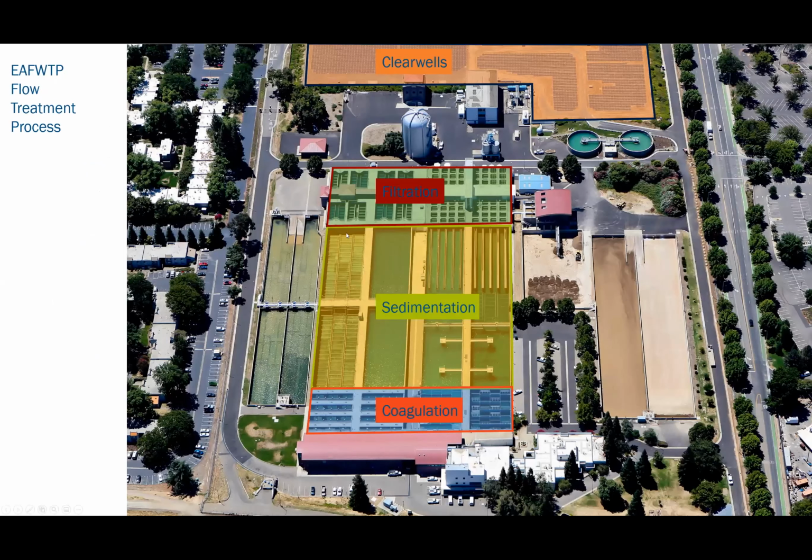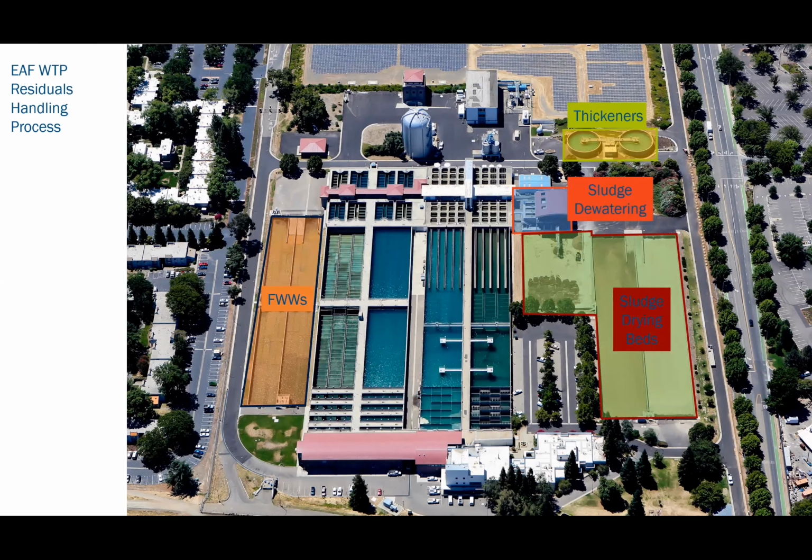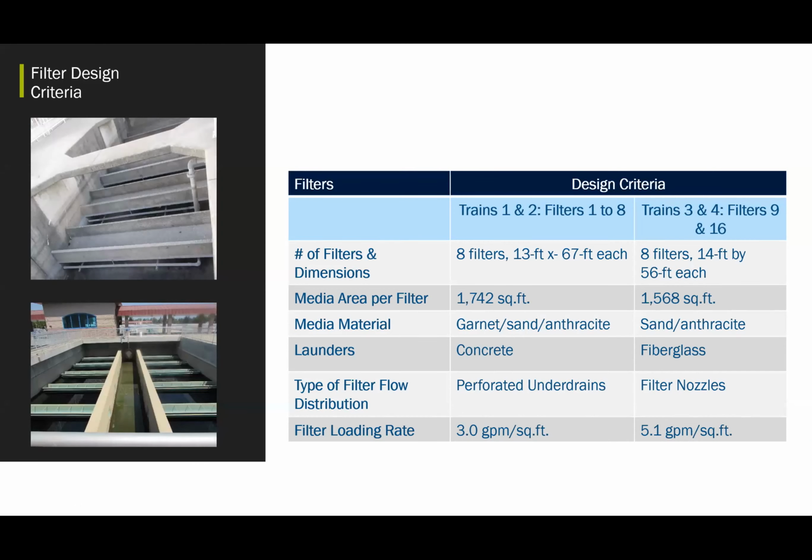So the 2 trains are right here. So there's the 64 plant here with the filters from the 64 plant, and the 2006 plant there. And then just general layout of their solids handling as well. So the design criteria for the system, they've got 8 filters for the 64 plant and 8 filters for the 2006 plant.